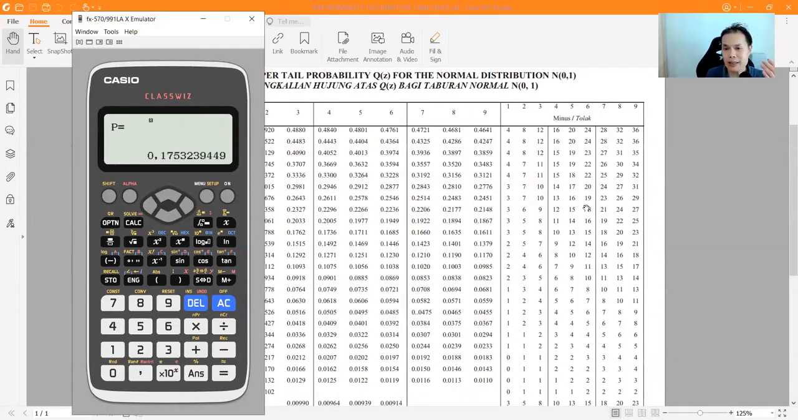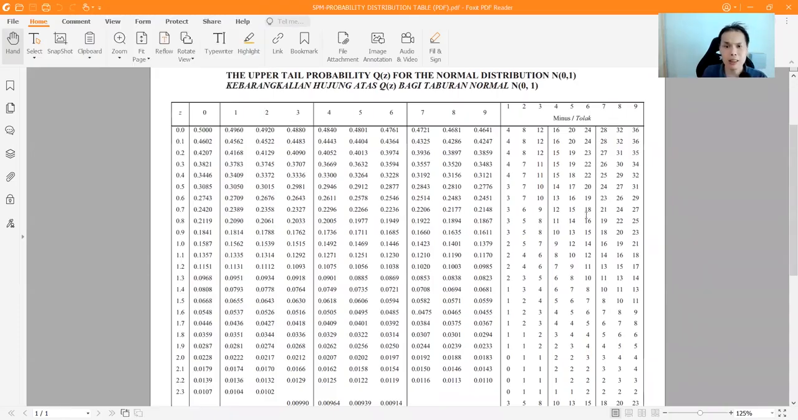Okay, 0.15, let's say I don't have the black calculator. I need to use this table. You have to slowly find one by one. That is the annoying part. Where do I find this 0.15?